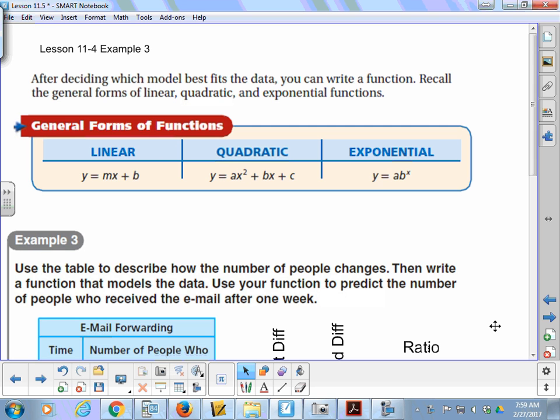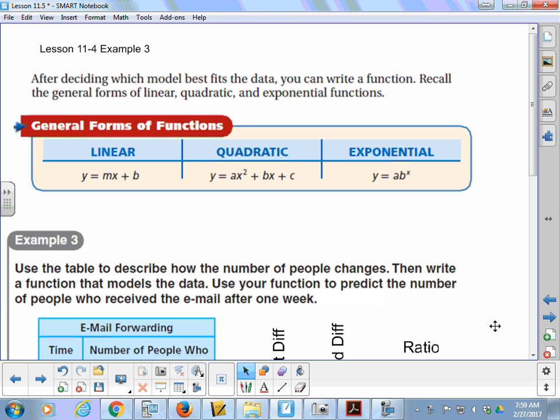He talks about actually finding a model that fits a set of data. So when we were on Friday, you were doing the first couple of examples about finding linear, quadratic, exponential, and telling them whether a set of data fit one of those models. Today we're going to look at, in this example, putting that together and actually finding the function that goes with it.